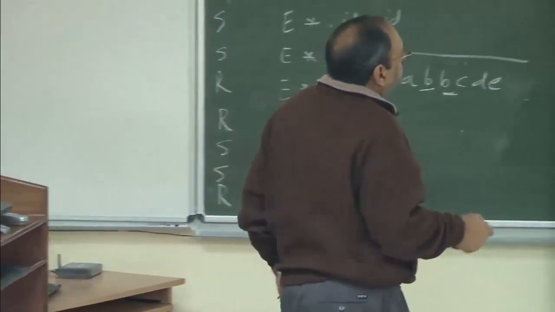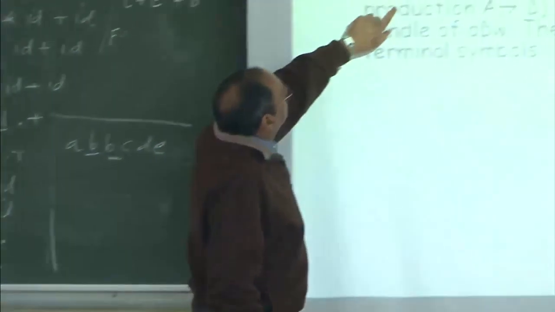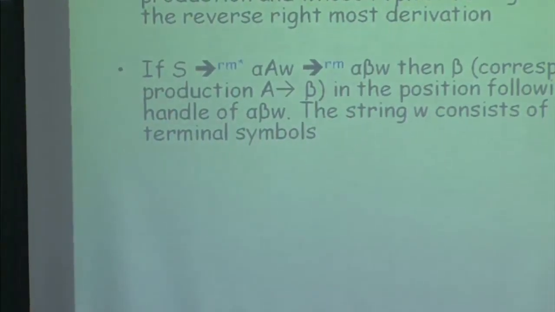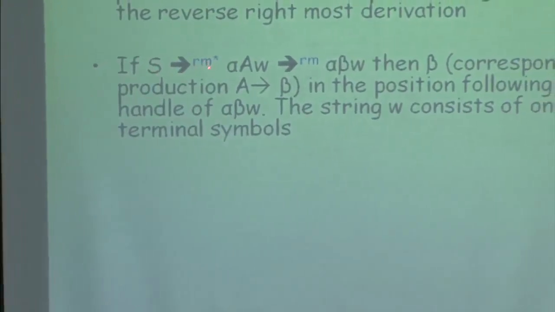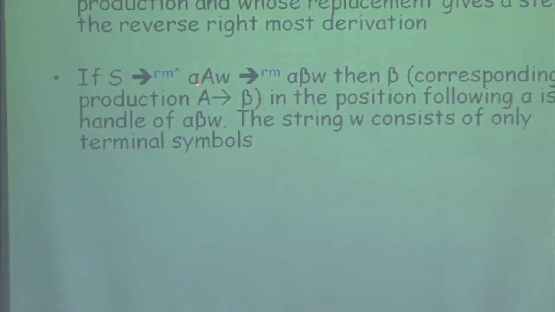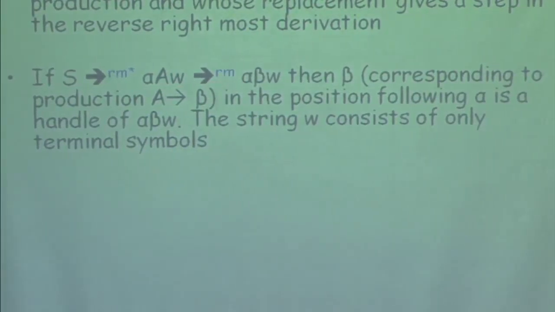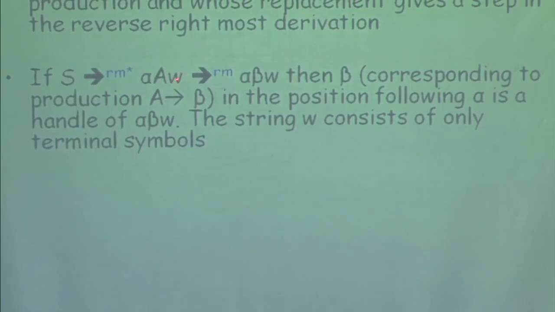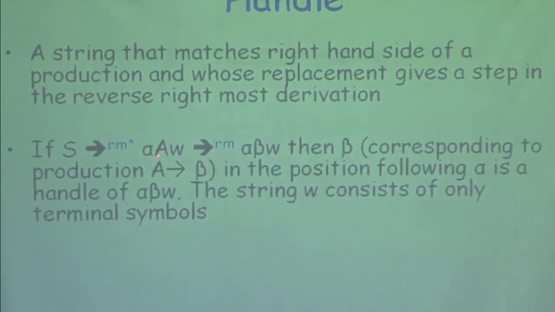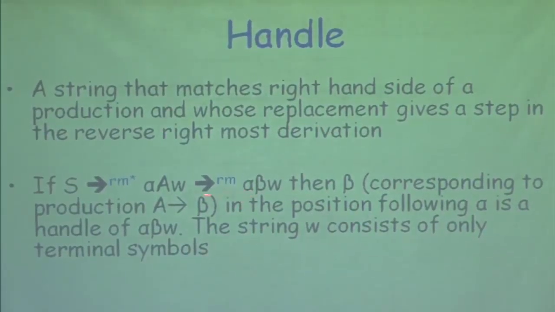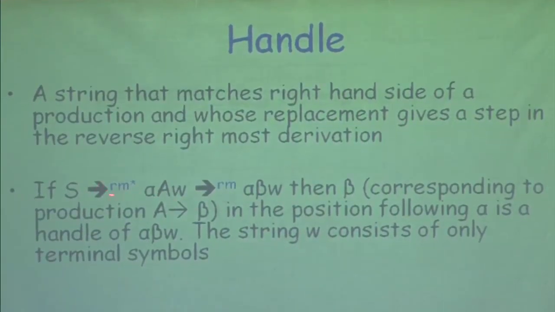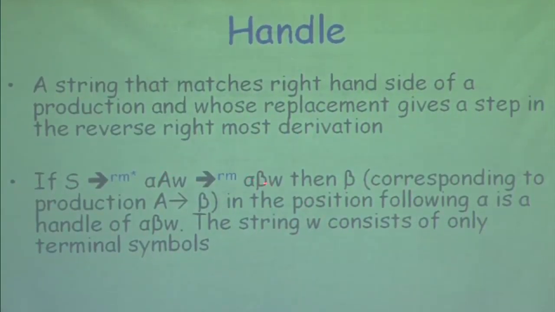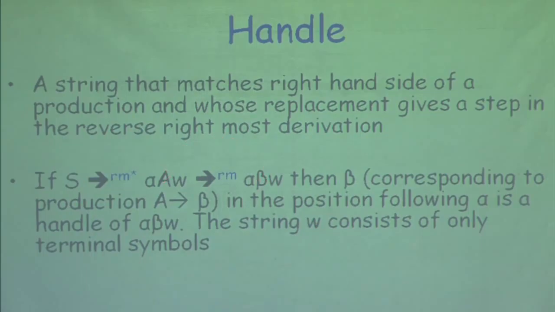So let's look at what a handle is. If I am doing a rightmost derivation, and S in a step of rightmost derivation takes me to a configuration alpha A W, where W is a string of only terminals and A is the first non-terminal seen from the right-hand side, and there is a production A goes to beta, then alpha A W gives me alpha beta W. This is the rightmost derivation, and the reverse of the rightmost derivation will be that I look at beta and replace it by A. That will be the reverse. In this case we say that beta is a handle.